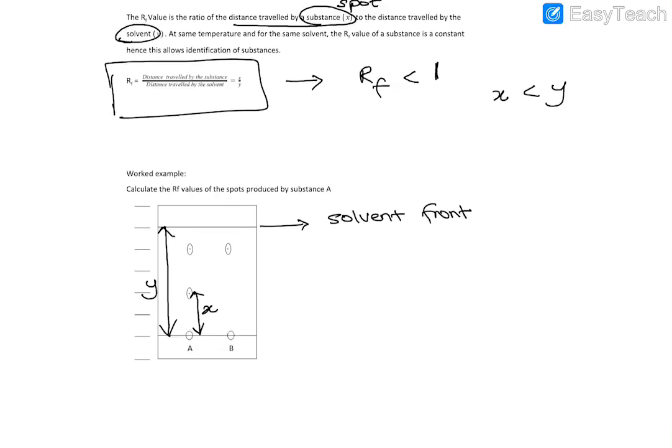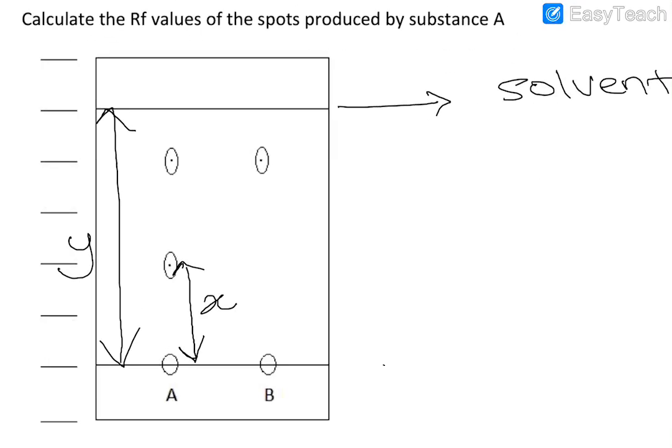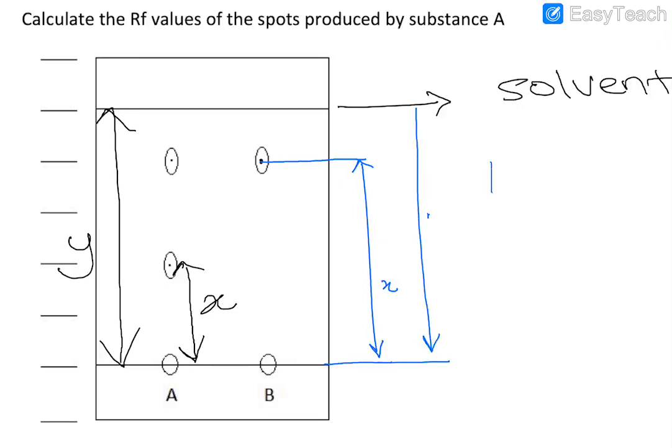Now, how to measure the distance when you have a spot? The idea is that you look for the center of the spot. At the center of the spot, you're going to draw a line here, and when you're measuring, you will be measuring the distance from the baseline to the center of the spot. So that would be x, and from the baseline to the level of the solvent, that would be y. So that would be the RF value for this spot here.